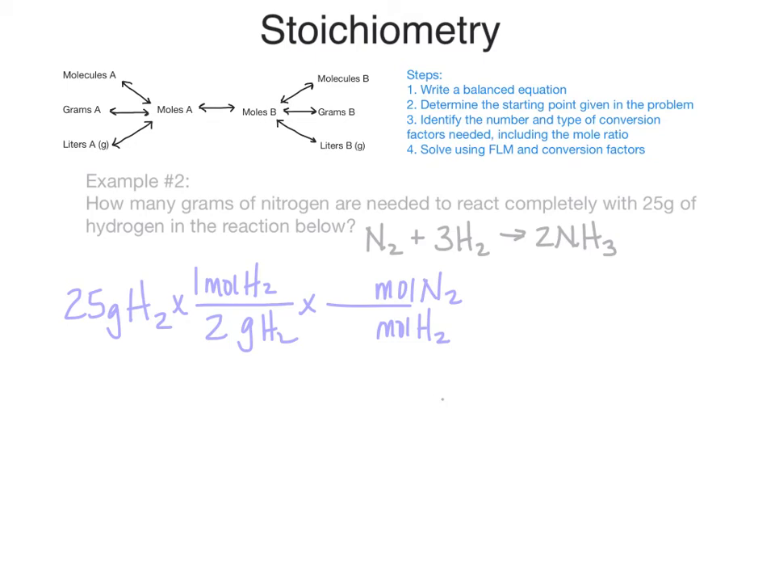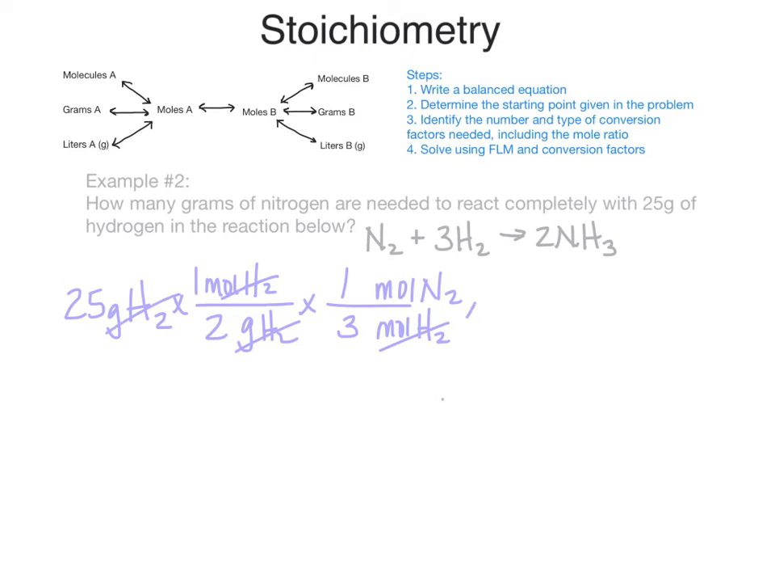So for my mole ratio step, I look back at my chemical reaction, and I have 3 moles of hydrogen gas, and I have 1 mole of nitrogen gas. So in this reaction, I require 3 moles of hydrogen gas and 1 mole of nitrogen gas to produce 2 moles of ammonia gas. So my moles of hydrogen are going to cancel as my grams of hydrogen canceled.